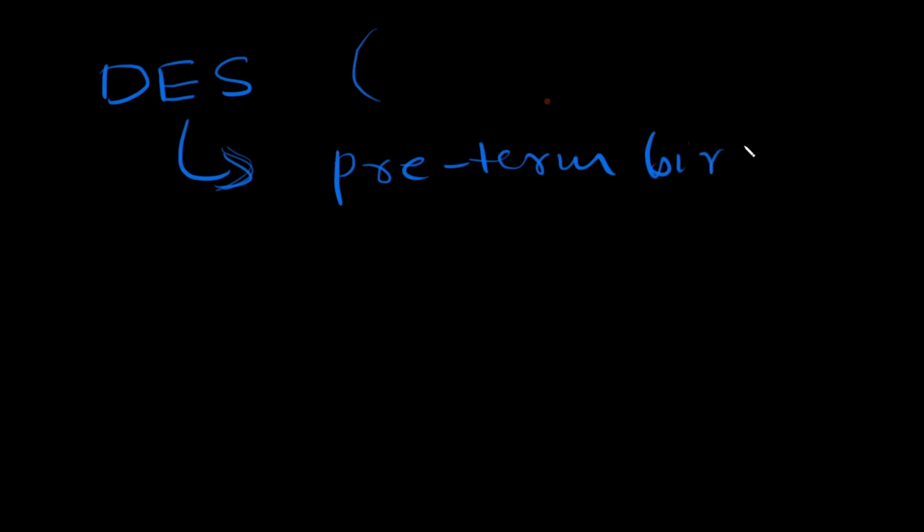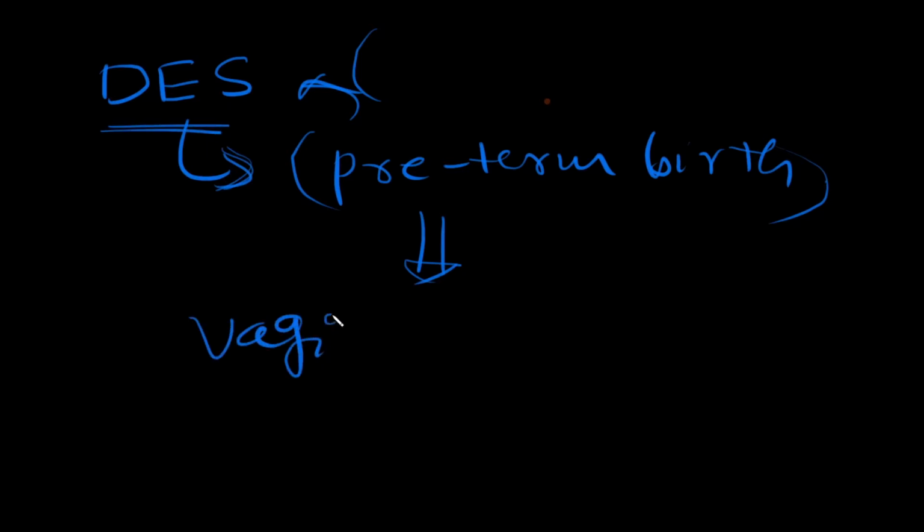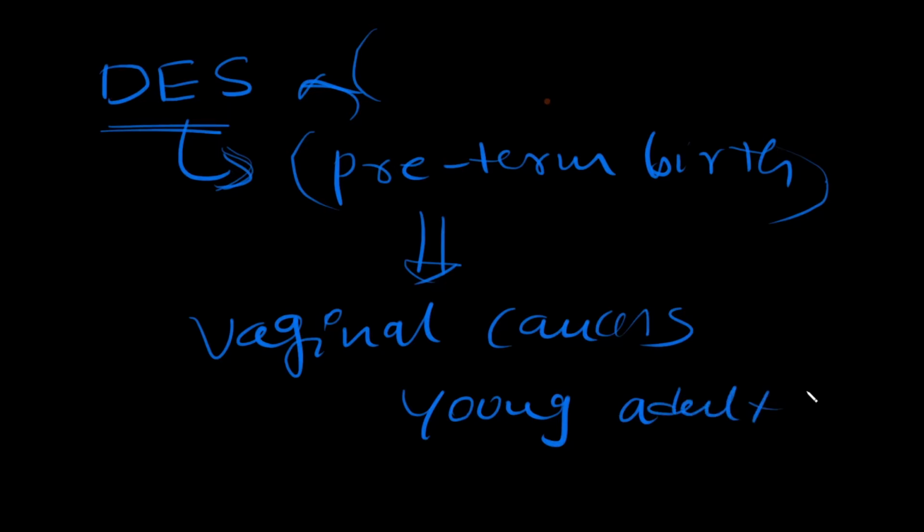DES, diethylstilbestrol, is a type of synthetic estrogen. It was given to pregnant women to prevent preterm birth. But as a side effect, they found that the daughters born to pregnant women who had taken diethylstilbestrol had vaginal cancers in young adulthood, during 20 to 30 years of age.